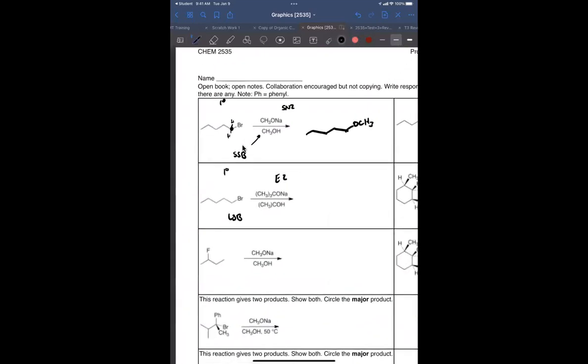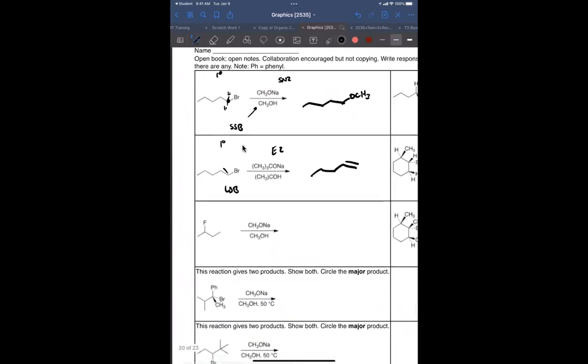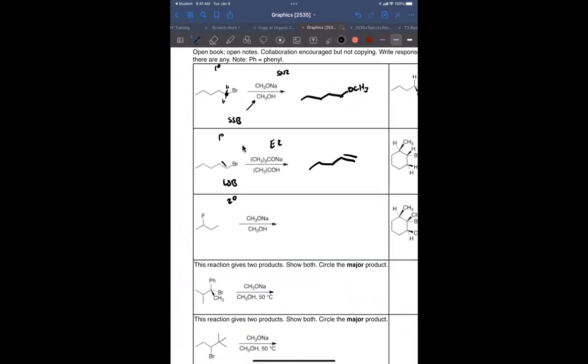This one, primary, it's E2. Neither Zaitsev nor Hoffman, because there's only one direction to go right there. That's our double bond. Right here, we have a secondary, small, strong base. That's going to be E2, Zaitsev.